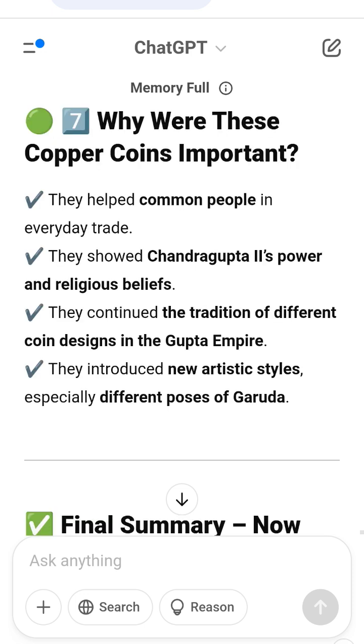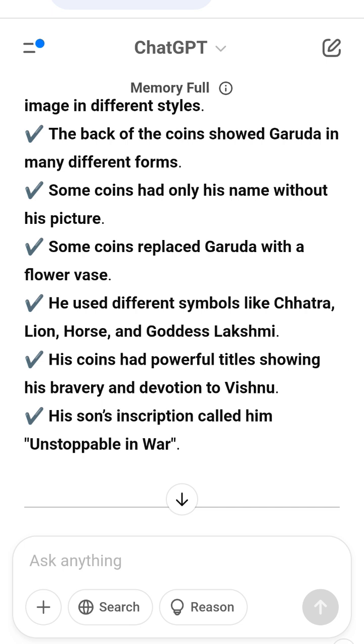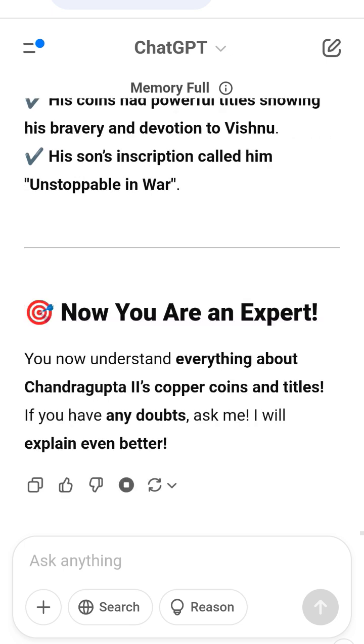He used different symbols like Chatra, lion, horse, and goddess Lakshmi. His coins had powerful titles showing his bravery and devotion to Vishnu. His son's inscription called him unstoppable in war. Now you are an expert. You now understand everything about Chandragupta II's copper coins and titles.